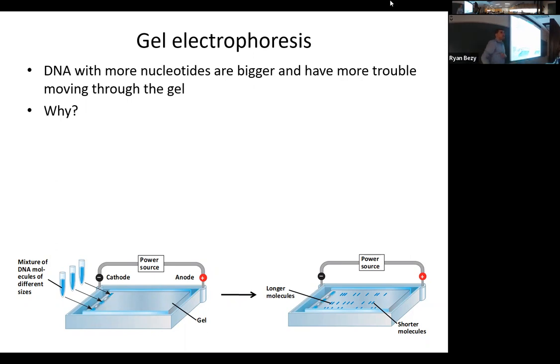Now, DNA with more nucleotides are just longer. They're bigger. DNA with less nucleotides are shorter. They're tiny. The size of the DNA molecule is usually directly related to the length, the number of nucleotides joined together. Do you have 500 nucleotides joined together, or do you have 1,000 nucleotides joined together? DNA just gets a little bit longer, right? Now, what ends up happening though is DNA with more nucleotides are bigger, and because they're bigger, they have more trouble moving through the gel.